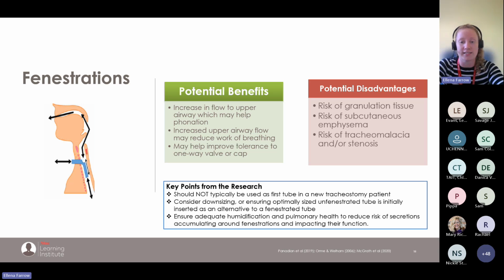And the last point is patients that do have fenestrated tubes just need to be optimally humidified to reduce the risk of secretions accumulating around those fenestrations and impacting their function.